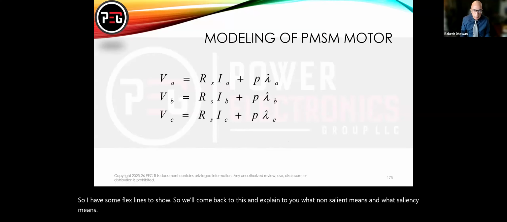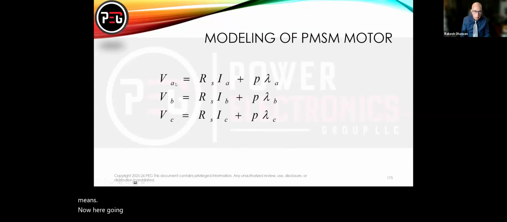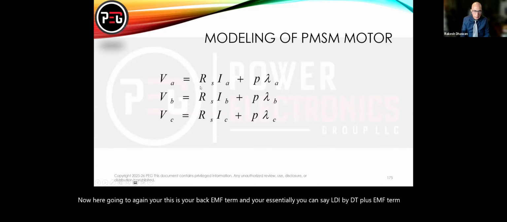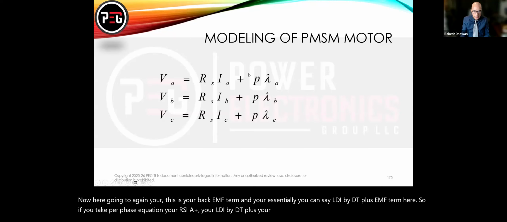Now here, again, this is your back EMF term, and you can say L di/dt plus the EMF term here. So if you take the per phase equation, it's your Rs ia plus L di/dt plus your EMF, that's what this means. These are the individual terms for phases A, B, C.